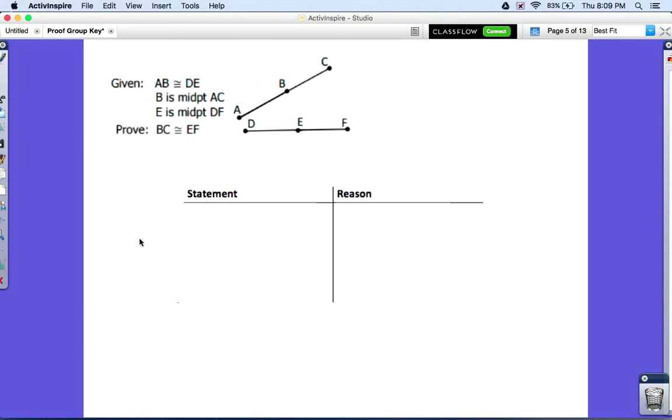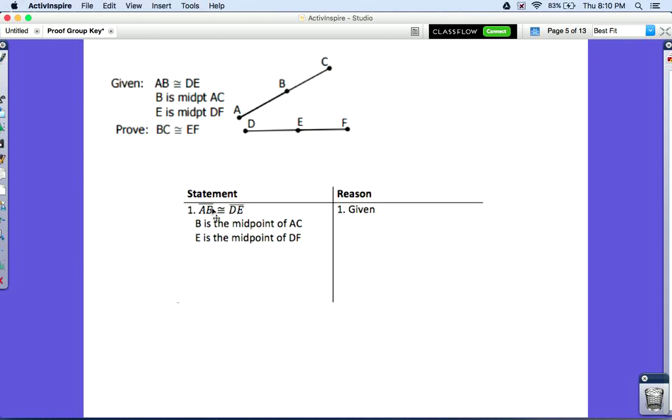Alright, so this is our second segment proof, and it is dealing with midpoint. So in this proof we are given that AB is congruent to DE, so this section is congruent to this section, and we are given that B is the midpoint of AC and that E is the midpoint of DF. So start with all of those statements, and our reason is going to be given.